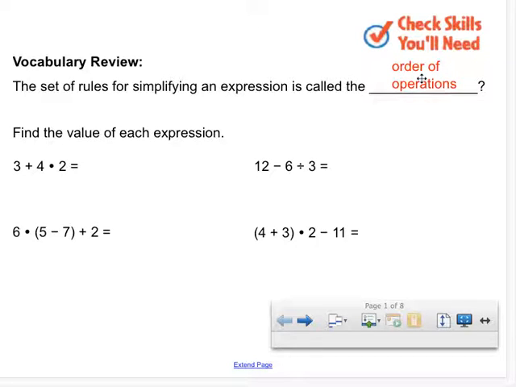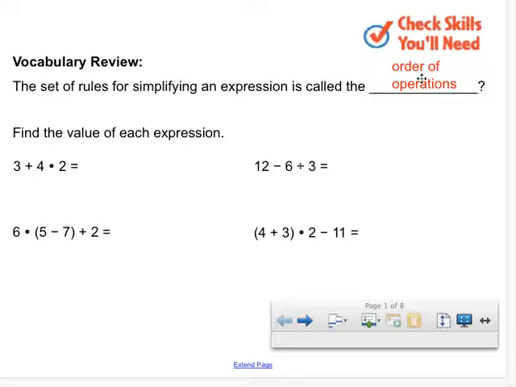Here we go. Okay? All right. Now you're going to find the value of each expression. Now these are expressions, but specifically they're called numerical expressions. So I'm trying to get you guys to know the difference between a numerical expression and what we're working on today, which is an algebraic expression. Okay? So who can explain this first problem to us?